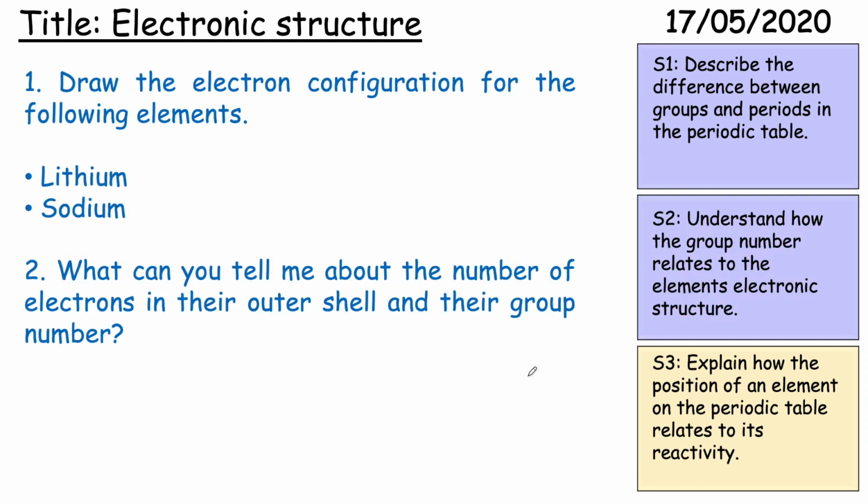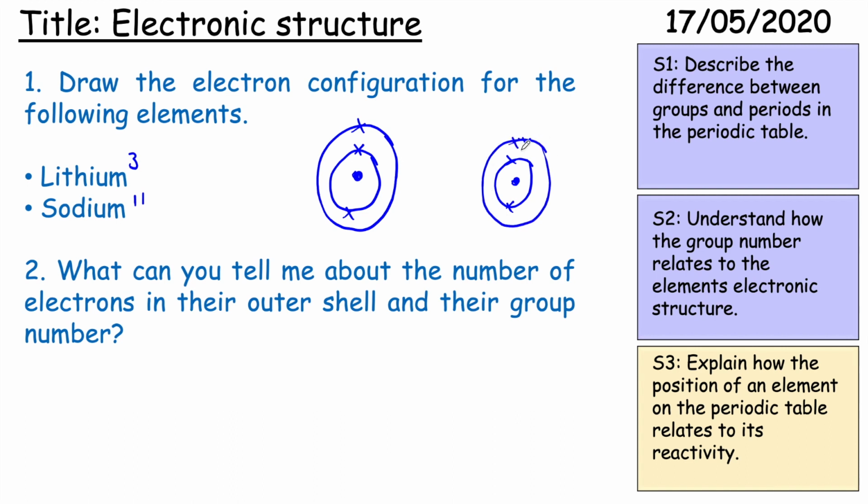Now let's have a look at the electron configuration of an element and how that links to their position on the periodic table. Lithium. Well, we've done lithium before. That was the starter. Lithium has 3 electrons, 2 in the first shell, and then 1 in the second. Sodium has 11 electrons, 2 in the first, 8 in the second, and then 1 in the third.